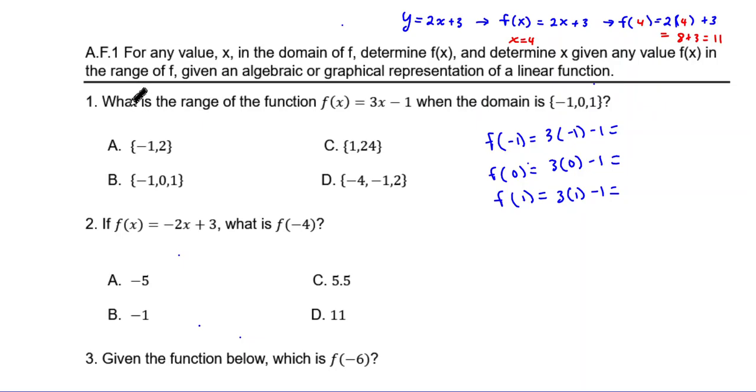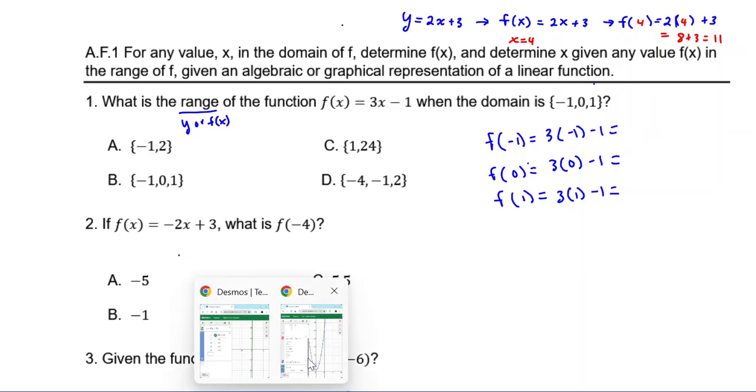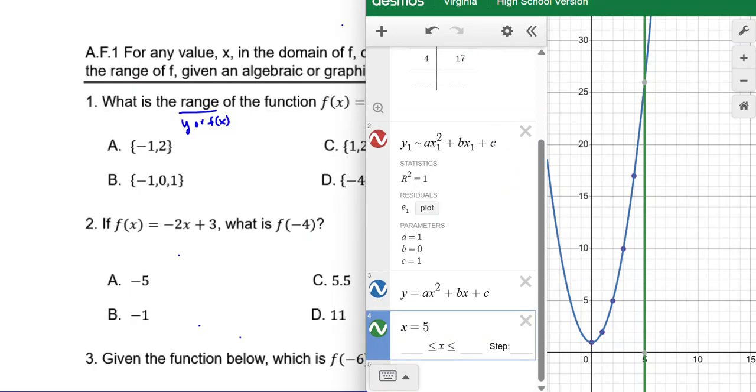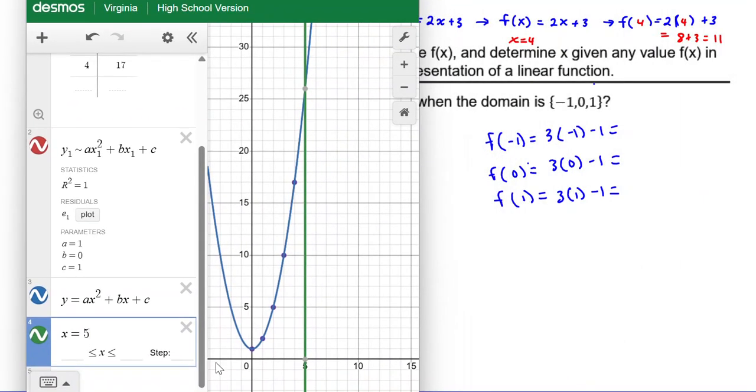Okay, so the first one is asking what is the range? The range again is the y value, or we can also look at it as the f of x. These two are the same thing. So we're looking for the f of x values. We're going to do this in Desmos. Desmos does a wonderful job with function notation.